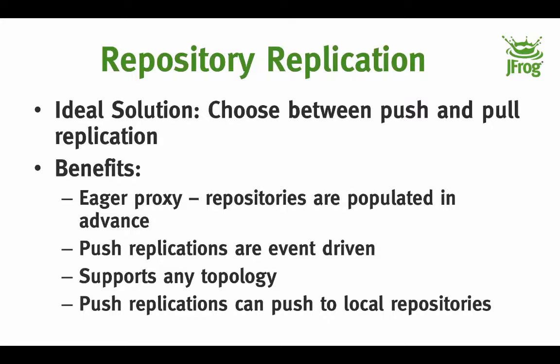Remote repositories are populated in advance. Push replications are event-driven. Just when a CRUD activity happens on our repository, at that very moment only the artifacts are replicated to the other side. It supports any topology. You can set up the star topology, you can set up a mesh topology, you can set up a full mesh topology, and of course, push replications can push to the local repositories only.